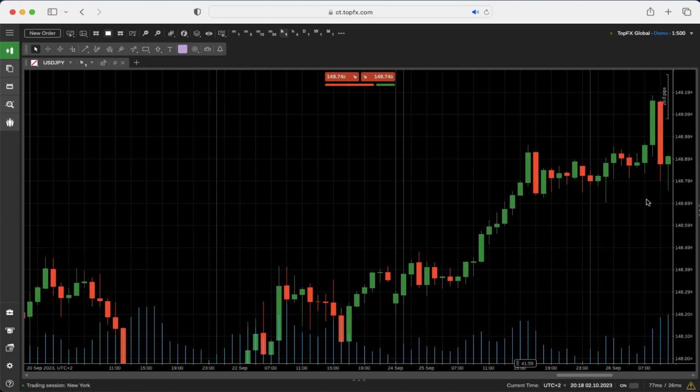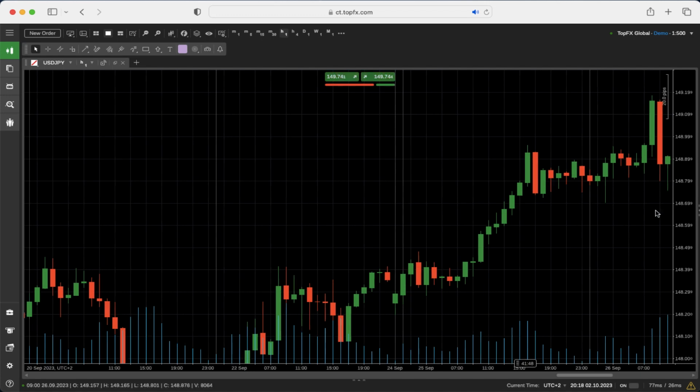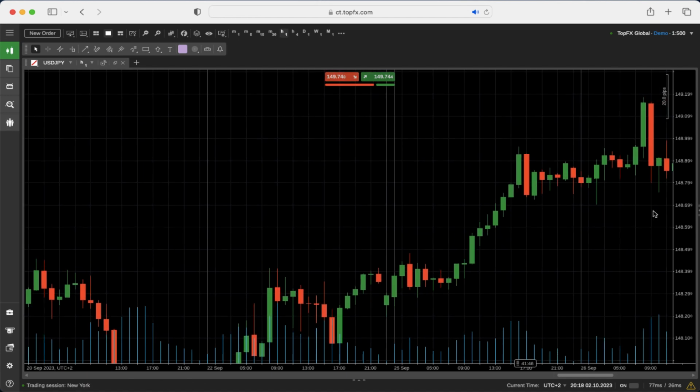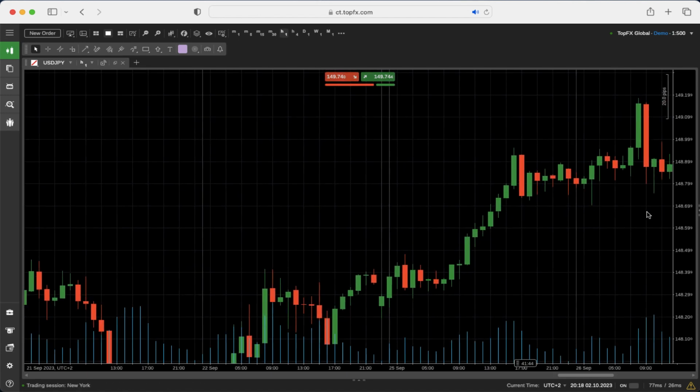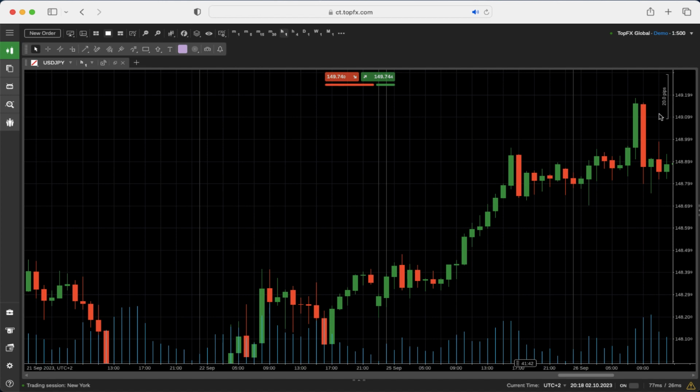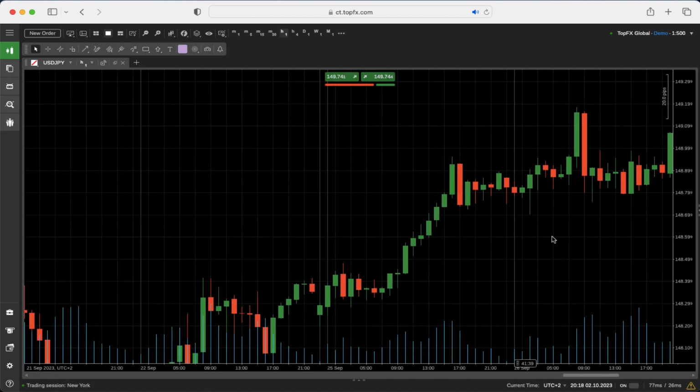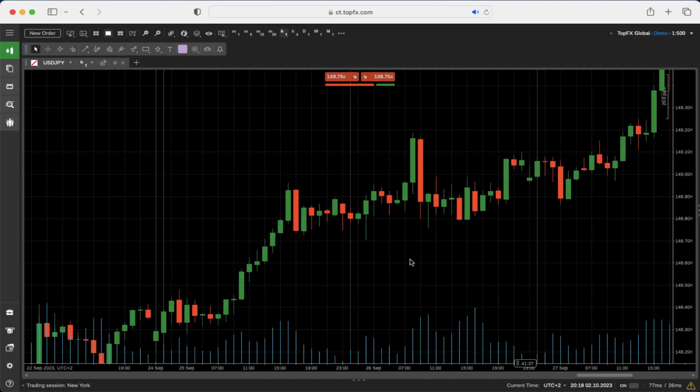As you can see, there is no confirmation, because okay, there's a new low, but the candle is not red, it's green. And still, three candles, no confirmation, which means that this pattern might soon be invalidated, and off we go to the upside again.